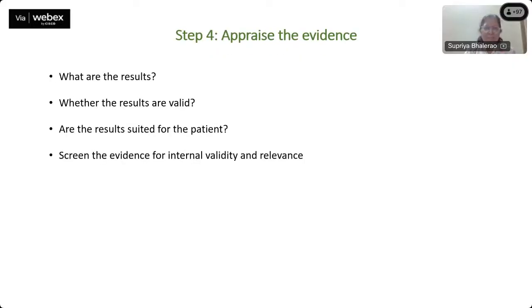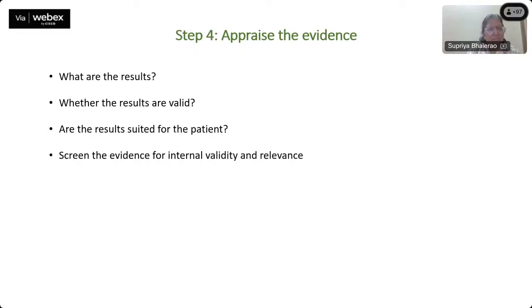The fourth step is appraise the evidence. So what you would do here is, whatever evidence is there, you will ask what the results are. Whenever you read any paper, you will ask what the results are, whether the results are valid. So how will you come to know whether the results are valid or not? You will check the methodology also.